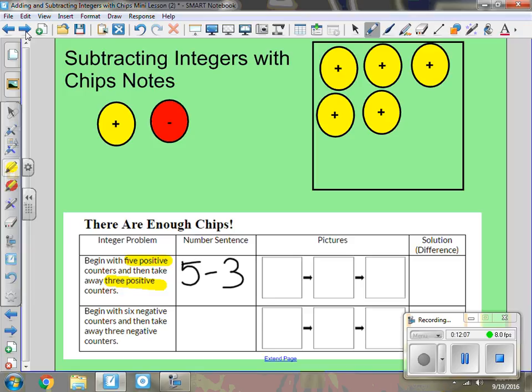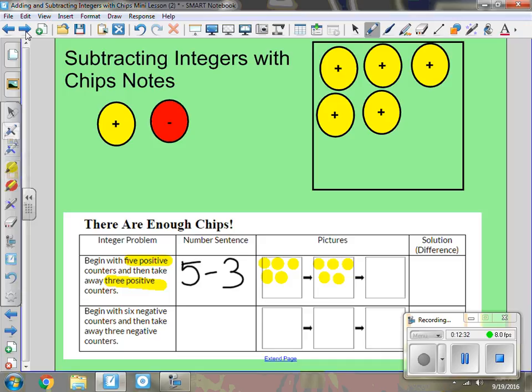So when I'm drawing my pictures, I kind of have 3 boxes. The first box is going to be the beginning of my party. So I'm going to write my 5 chips that are here at the beginning of my party. Now in the middle, I'm going to have those people leave. They're leaving in the middle of the party without their best friend. So I'm going to draw the people who were there, my 5 positives. And then it says that 3 positives are going to get taken away.